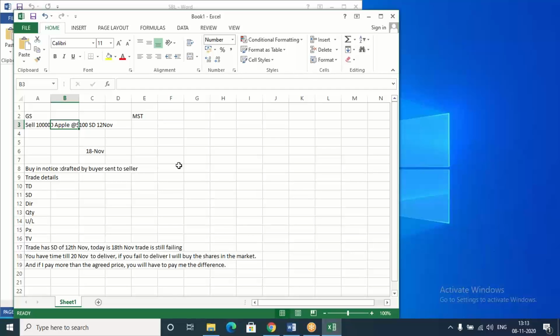Now, on the other side, I failed to deliver to Vatsal. He waited for 2-3 days. He's saying 18th of November, I still didn't deliver. Now he sends me a buy-in notice. He says, hey, listen, you have till 20th. Give me those 100,000 Apple shares for a price of 100 that we've agreed. If you don't do this by the 20th, I will go buy Apple shares in the market. And in case I have to spend more than $100 per share, then you have to pay me the difference.